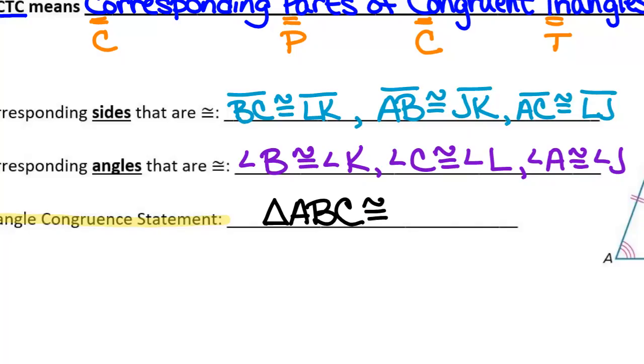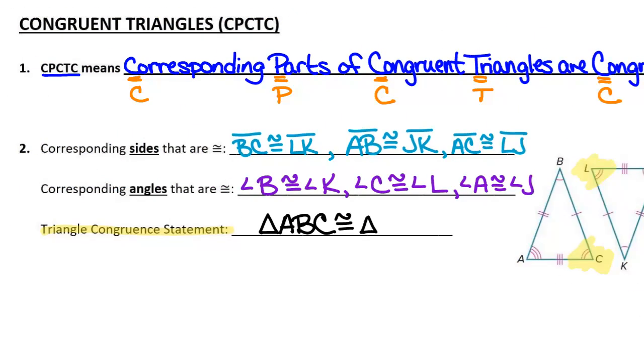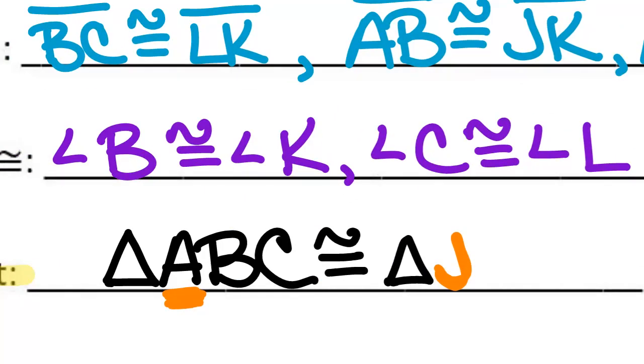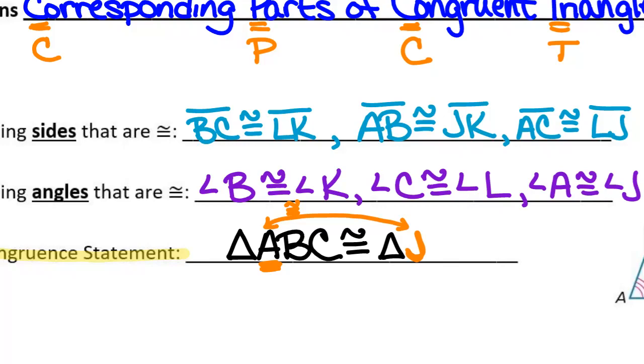Is congruent to triangle. And now for this second one, I have to make sure that the order on the letters here matches up the corresponding congruent pieces. So we said that A, which is the first letter in this triangle name, is congruent to what angle on the other triangle? J. So I have to start this one with J, because these two angles are congruent. The next letter we have in here is B.